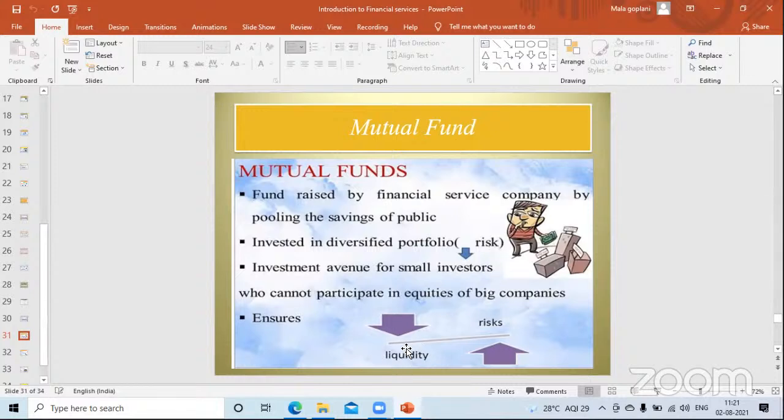Whenever you need cash, you just have to sell those mutual funds in the market, and in just 1 to 7 days you will get the cash. So it ensures liquidity and risk minimization. That means it keeps a balance between risk and returns.